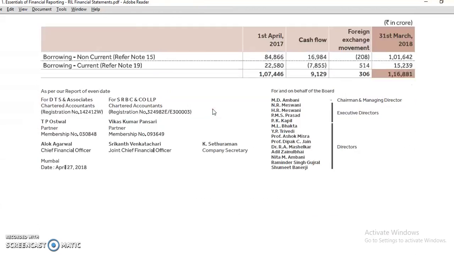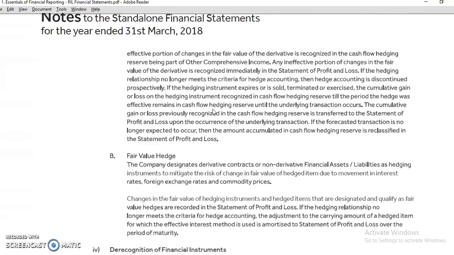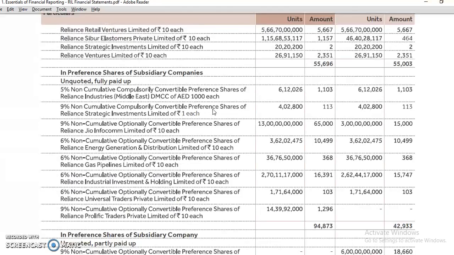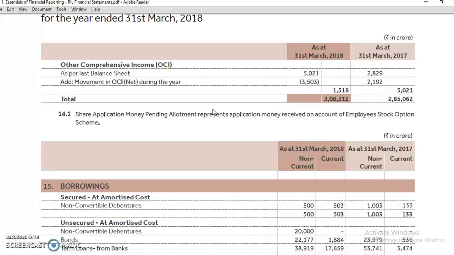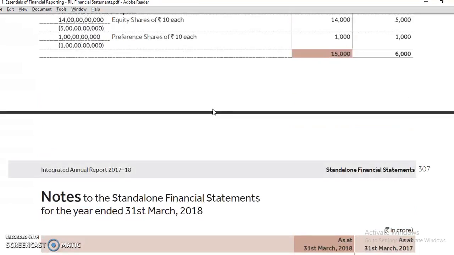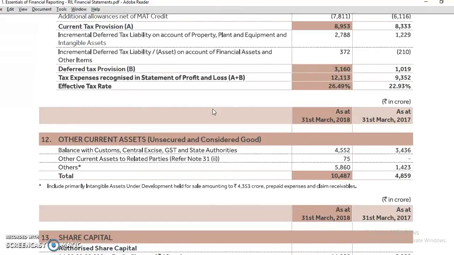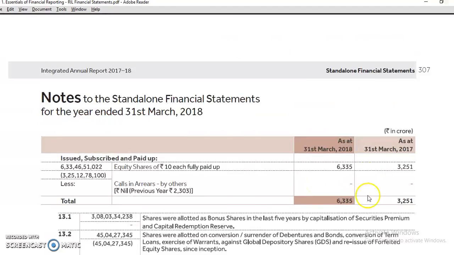Now we go to schedule number 13. Just hang on a while until we reach there. And these were the assets, investments, number 6, number 15. Okay, here is number 13. So here you can see the authorized share capital of this company is 14,000 crores. Preference shares, this is only authorized share capital, it's not the real one. Okay, the real one is here.